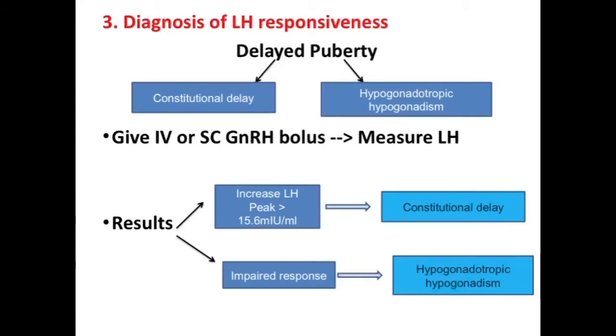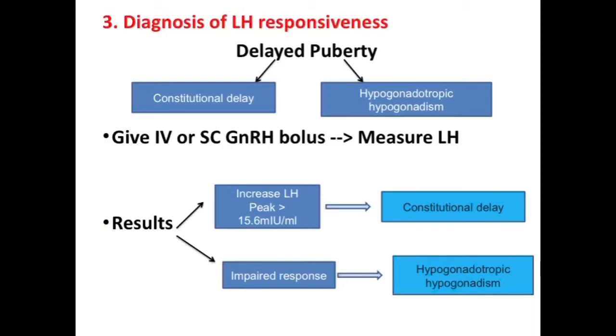GnRH analogs are also used to diagnose LH responsiveness. In patients with delayed puberty, we want to figure out whether the cause is due to constitutional delay or hypogonadotrophic hypogonadism. So how do we do the test? We give an intravenous or subcutaneous GnRH bolus, and we measure the LH levels. So how do we interpret the results?